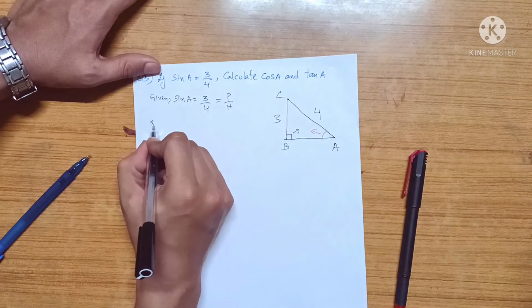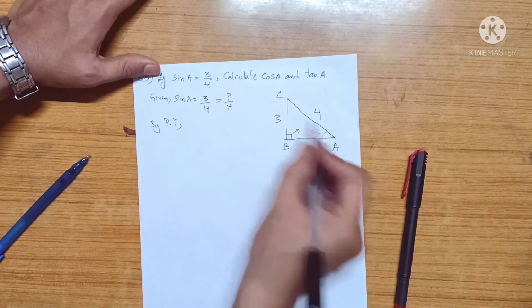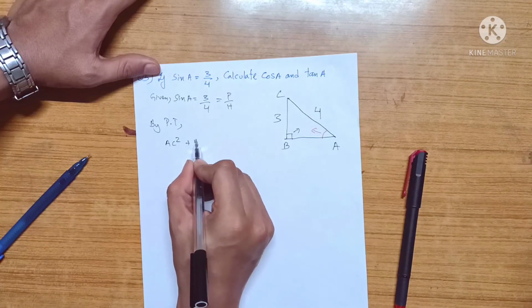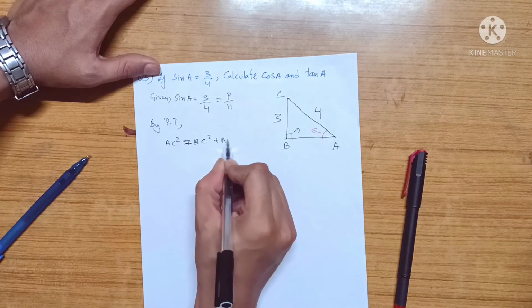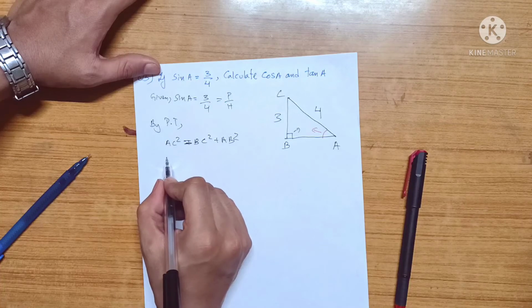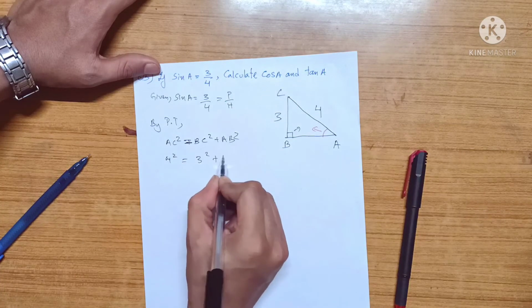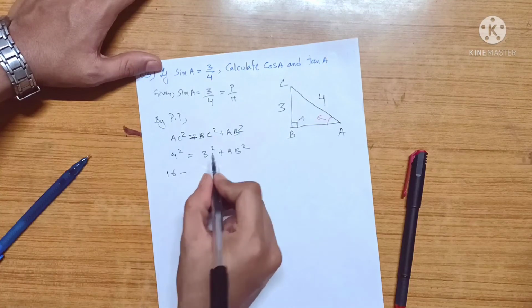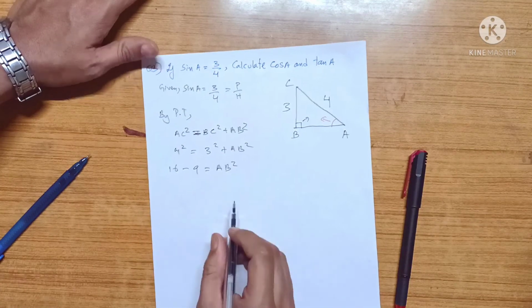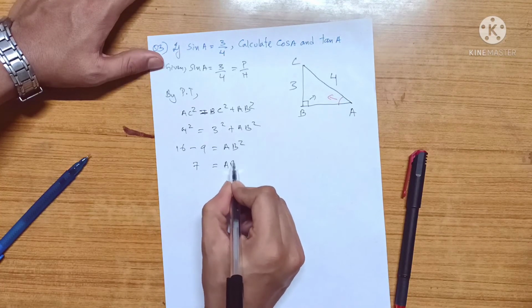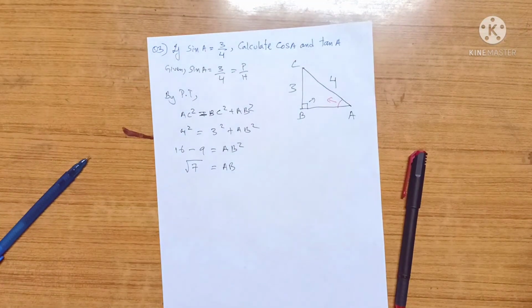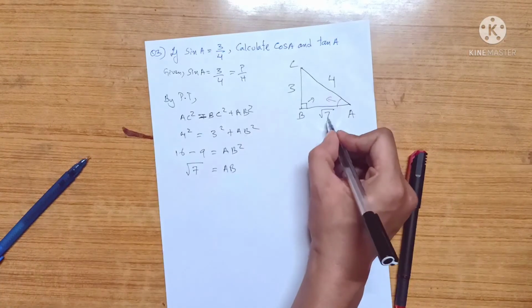So by using Pythagoras theorem, we can find AB square. AC square equal to BC square plus AB square. AC is 4, so 4 square equal to 3 square plus AB square. So 16 minus 9 equal to AB square. So AB square is 7. And since it's a square, it'll become root over. So AB equal to root 7.